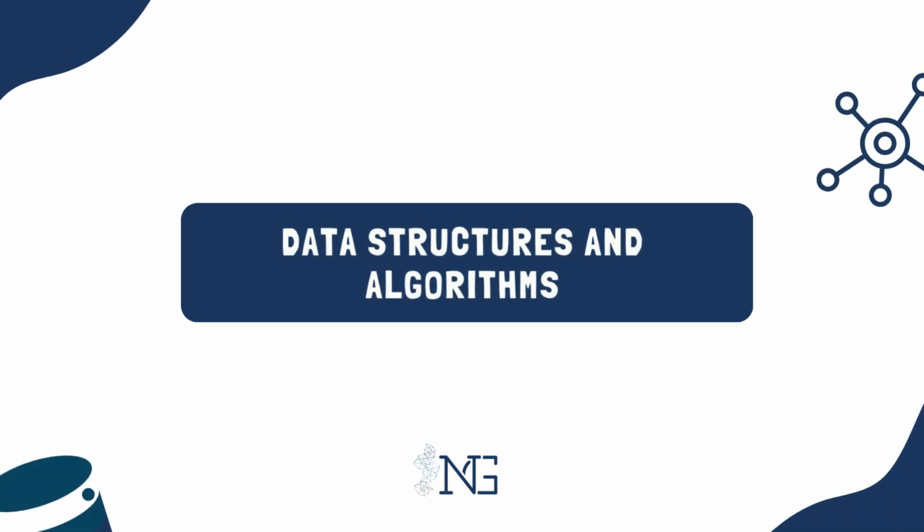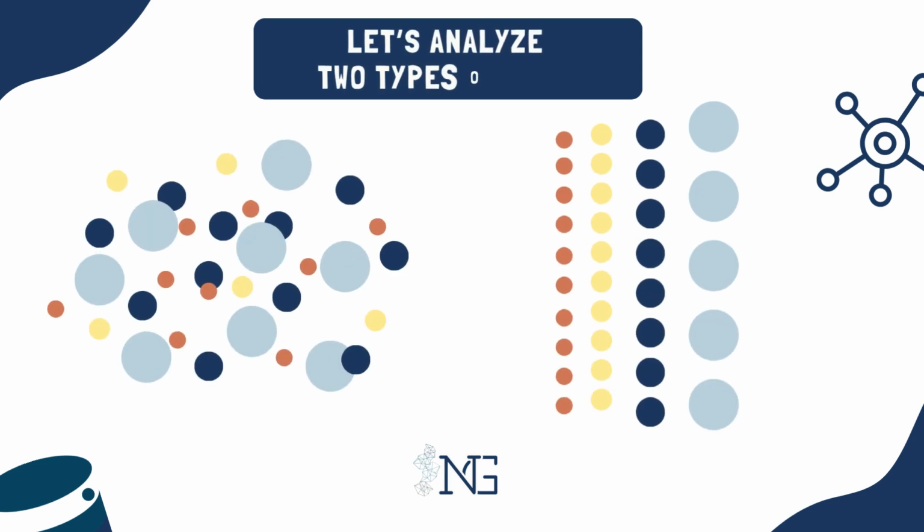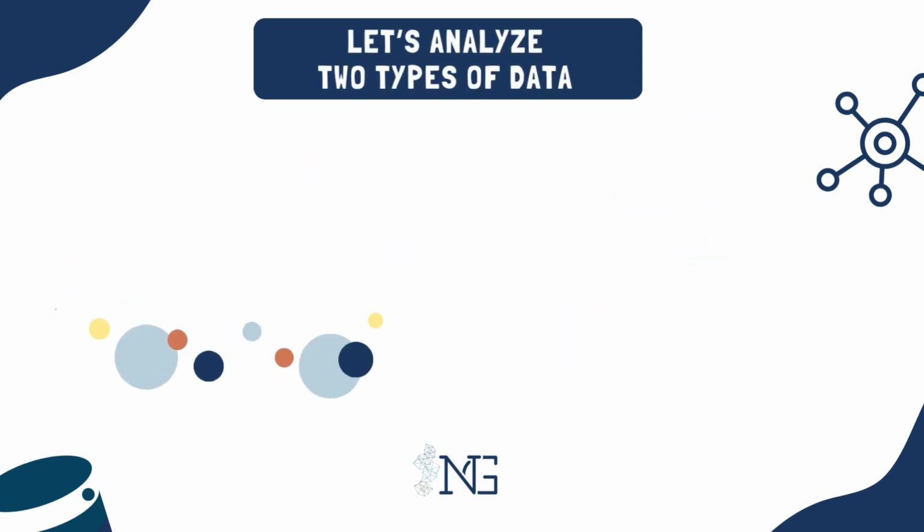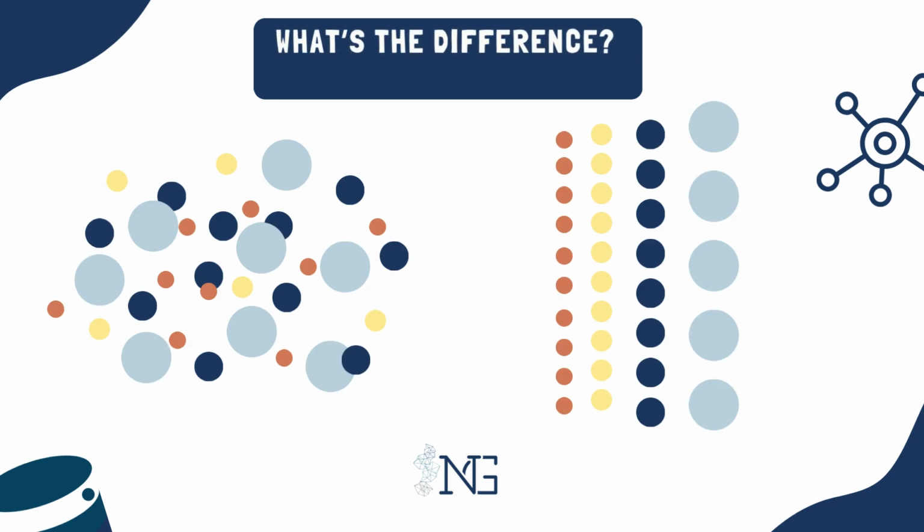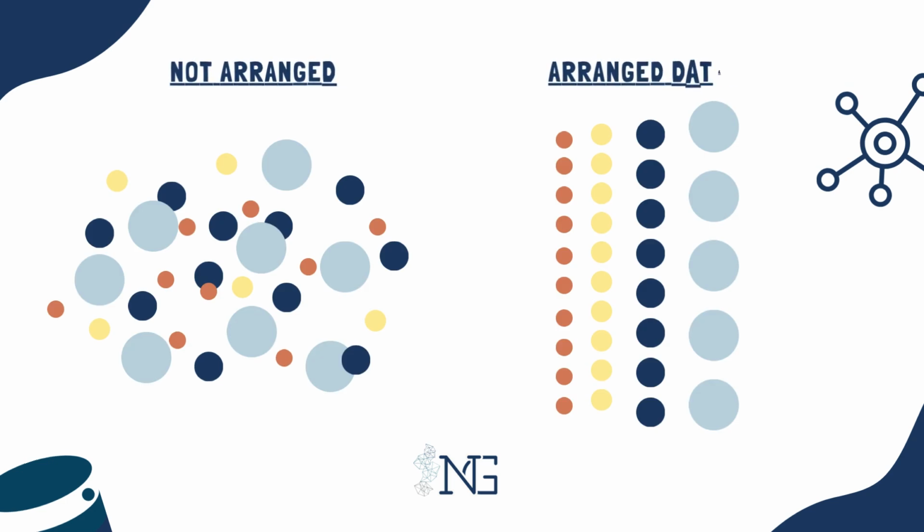From today onwards, we are going to start our DSA series. Now let's analyze two kinds of data. There's unarranged data, and then there's arranged data. So now what's the difference between these two? Unarranged data has no particular order. It's random and harder to work with. Arranged data, on the other hand, is organized in a specific order, like ascending, descending, or alphabetical.